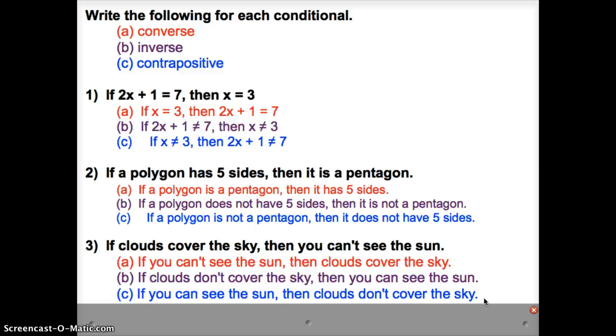On the back of the page, you're going to answer questions 4 through 9 and have those ready and prepared for tomorrow.